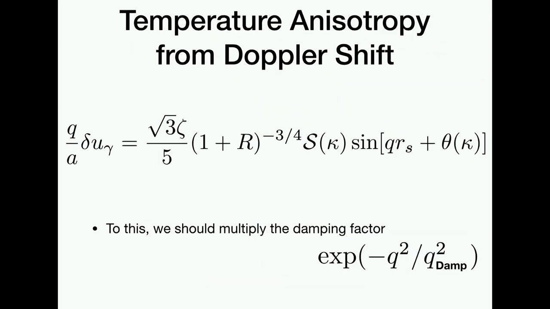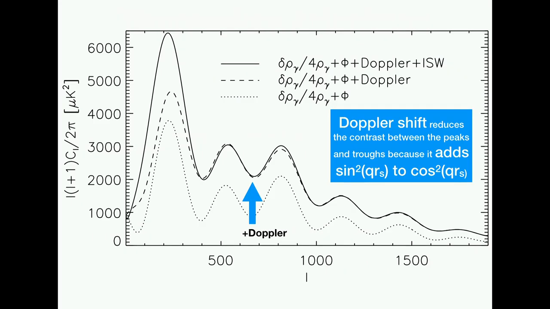And cosine becomes sine, and so that will be the Doppler anisotropy, your same S, but otherwise, it's the same thing. You have just sine here instead of cosine. You multiply the damping factor there, and then you get, so here, the dotted line is the density cosine square without Doppler.